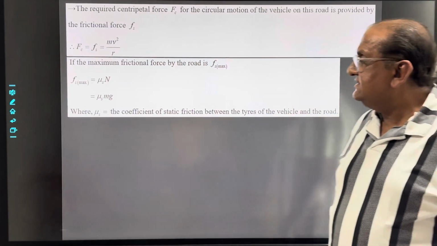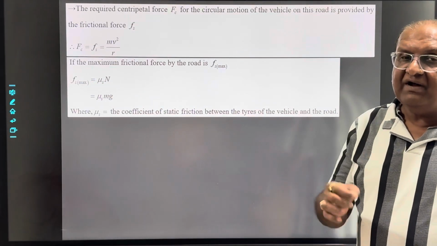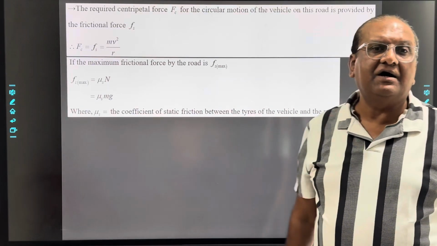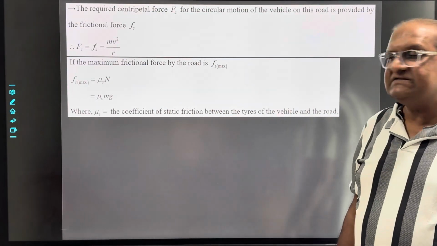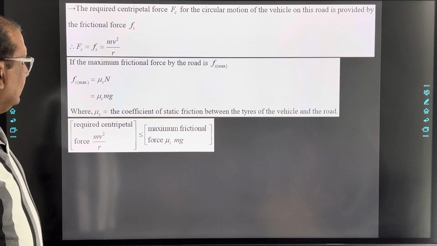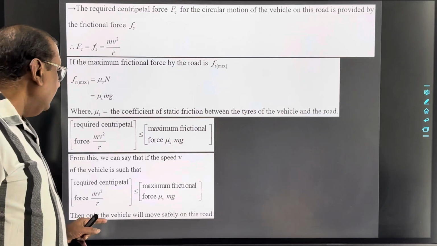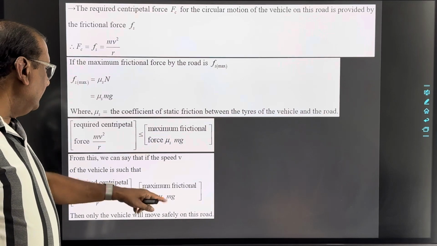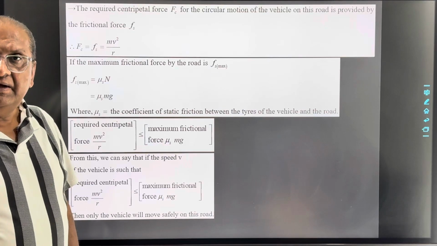It implies that, see here, frictional force can't be increased beyond this value. So our required centripetal force to sustain the motion of the vehicle on that curved level road should be less than or equal to Fs maximum, right? Or we can say that should be less than or equal to mu s mg, okay? Now here, if mv square by r is less than or equal to mu s mg, then the vehicle can move safely on the road.